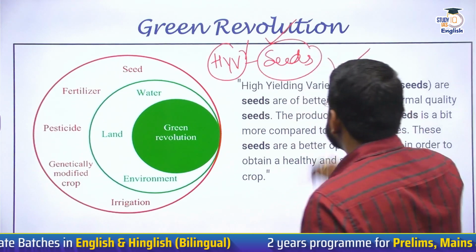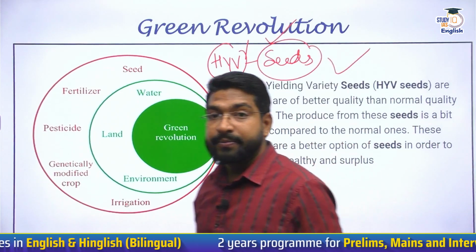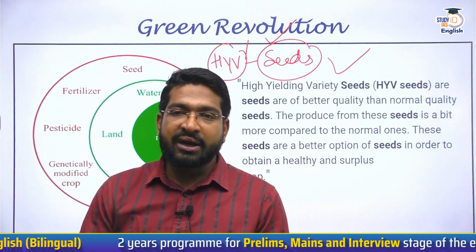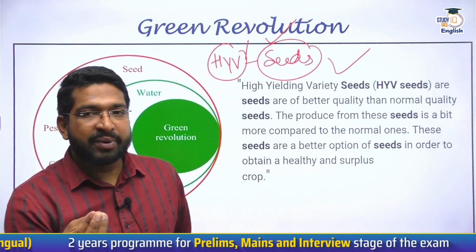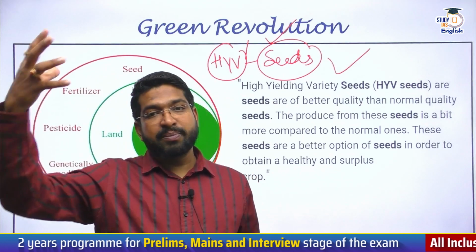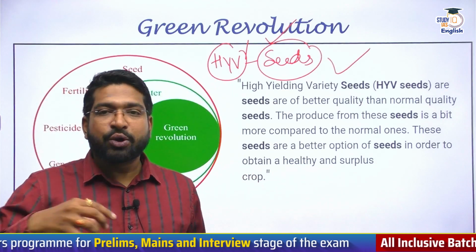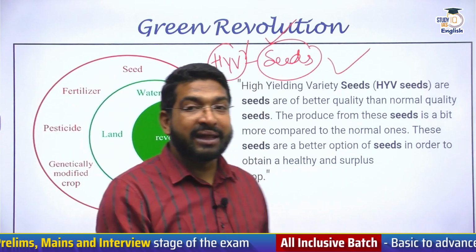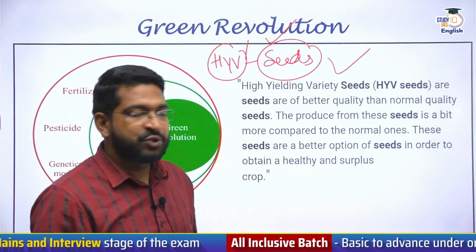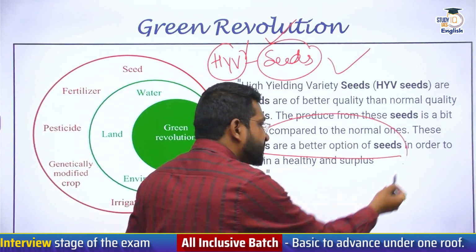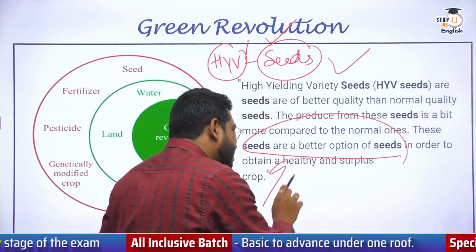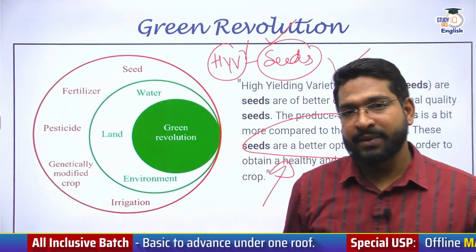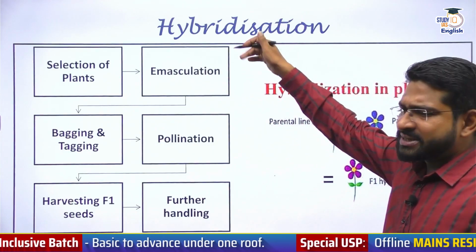The high yielding variety seeds were of better quality. That means the germination rate, the success rate of that particular seed becoming a sapling, then becoming a plant, is higher. The quality of the food that is produced by that particular seed is much better than the seeds that were used before. So we used a better option for seeds, and then we turned our food production from deficit to surplus. We have also used other methods like hybridization.